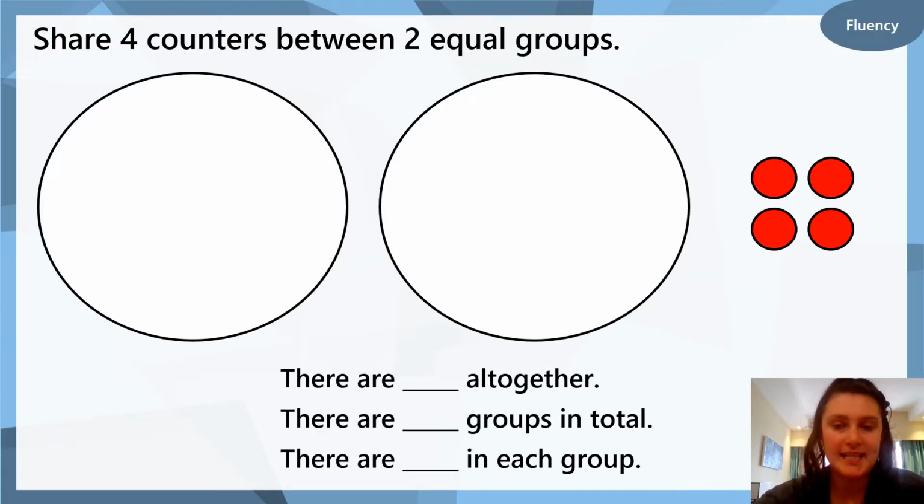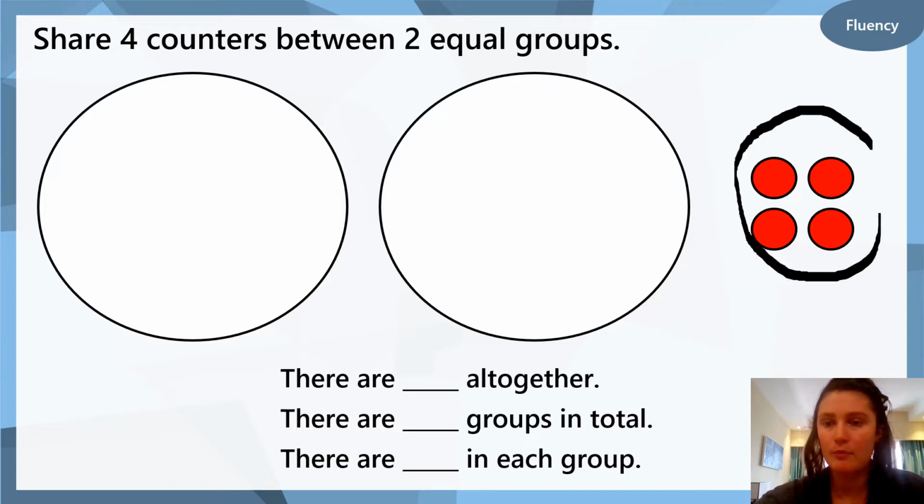Now, here's our example question. We'll do this one all together. So yesterday we were looking at making groups. Today we're looking at sharing between groups. So all that means is here we're sharing 4 counters between 2 equal groups. That means we have 4 counters and we're going to share them.